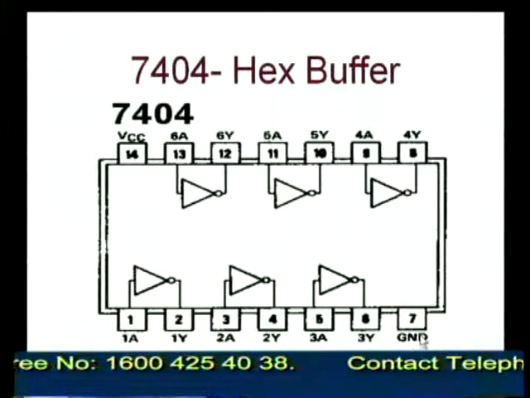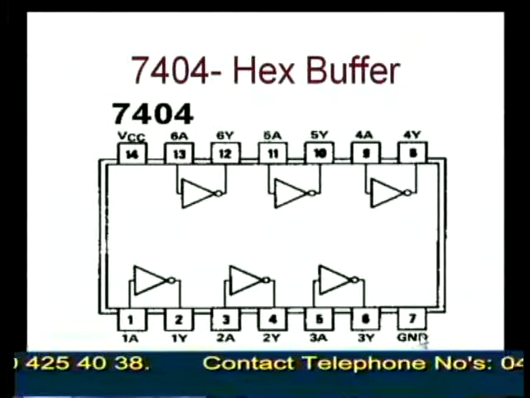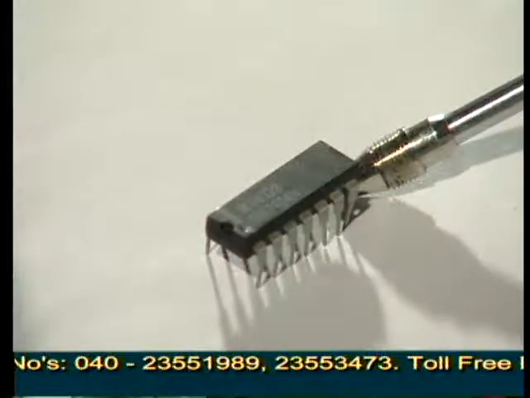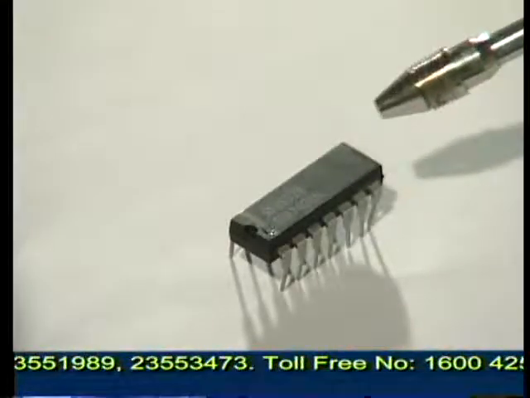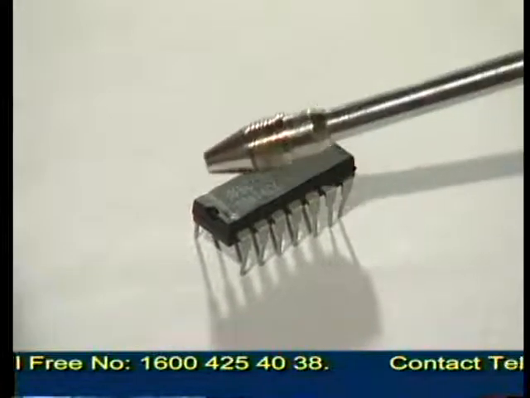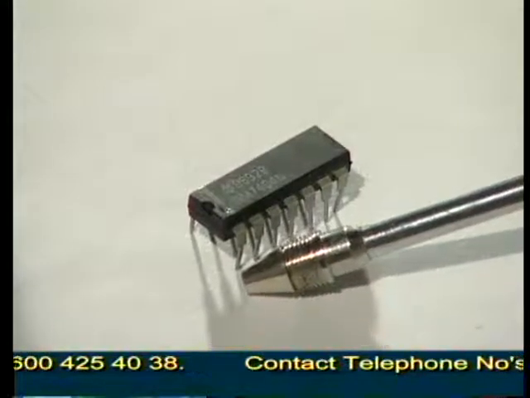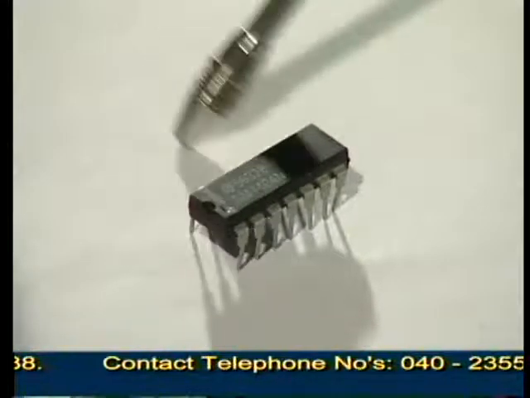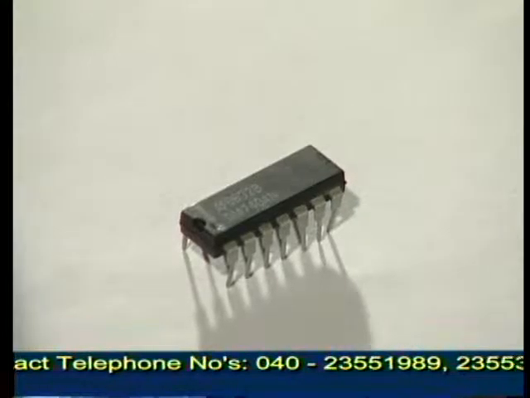We shall see how it looks like. This is the IC 7404 hex buffer. Inside this there are 6 number of inverters starting from the notch and left side 1 to 7 and 8 to 14. There it contains 6 number of inverters.